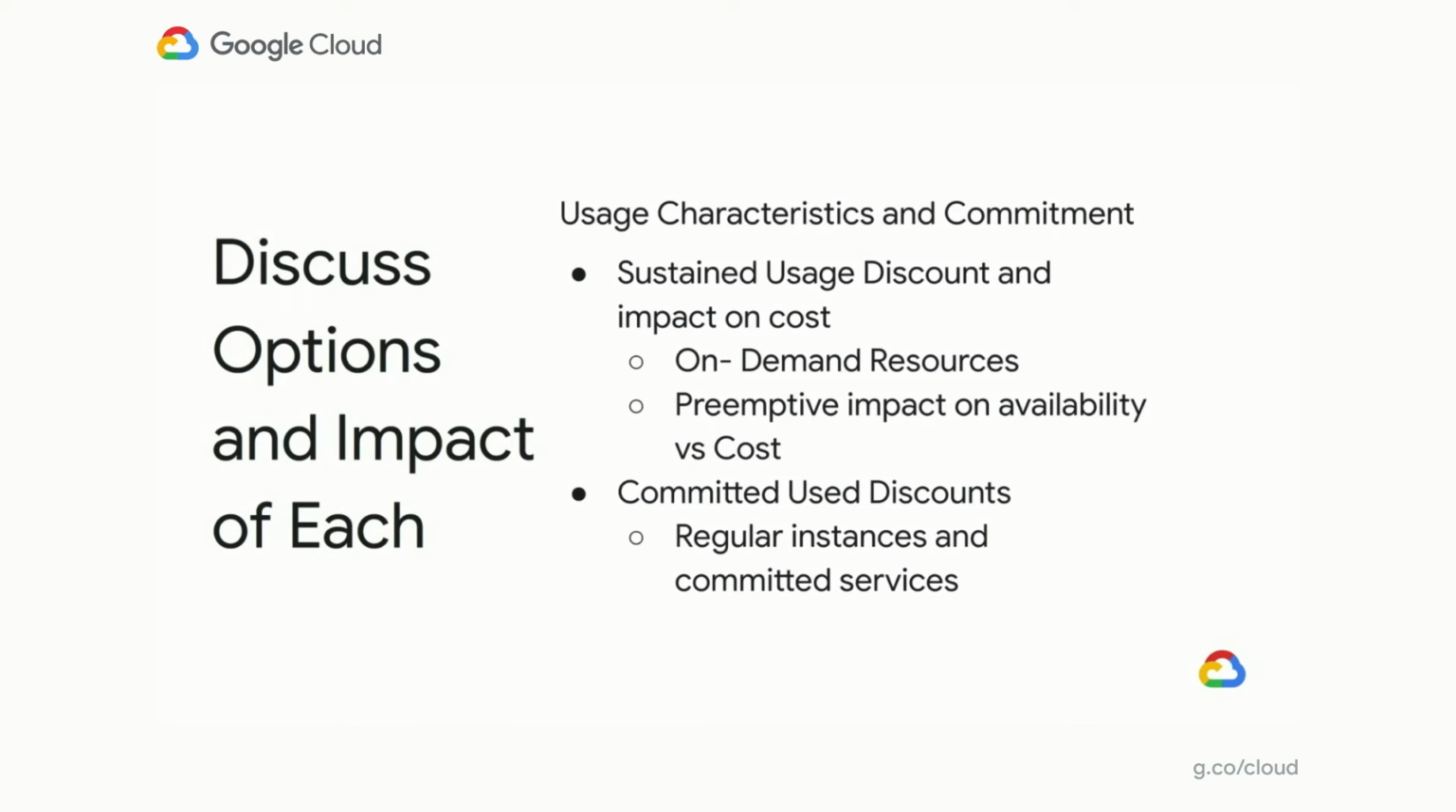But if I'm willing to commit to a year or 3 years, I can get even greater savings with the committed use discount. This is going to apply to all of our instances and convert them into regular instances on the instance model. For the sole tenant node and the GCVE, it's committing to the infrastructure over 1 year or 3 years to maximize that savings.